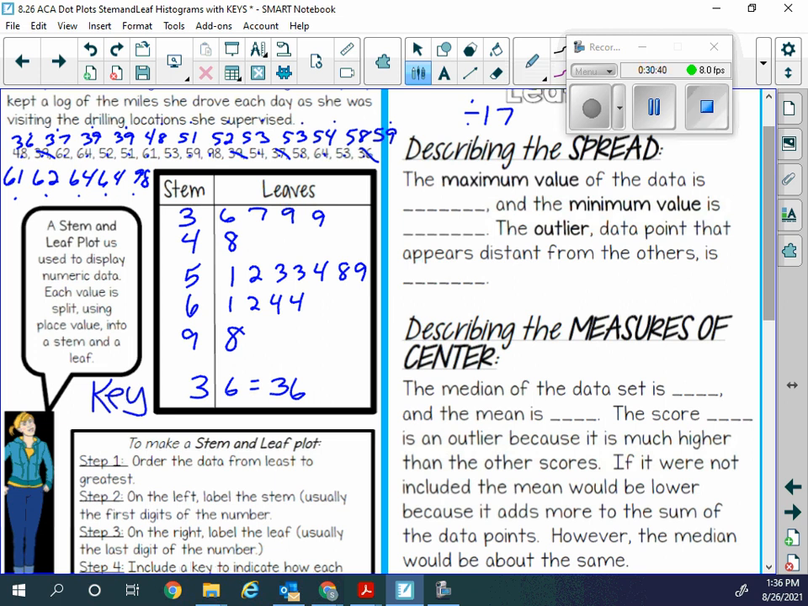Say again. I did. You don't have to. You could have put 98 as your mean. I just did it because it's number one. Okay? Now we can use this to come over here and talk about the spread. The maximum value is what? 98. The minimum value was what?